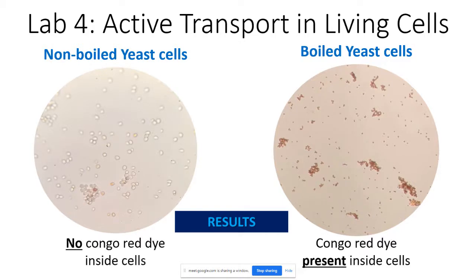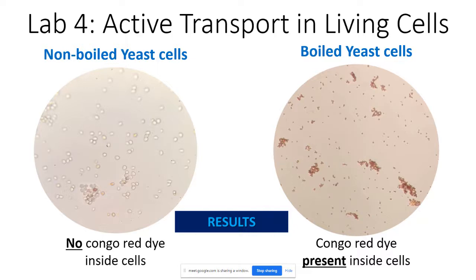So when you're looking at these here, the results would be that on the left-hand side, you have non-boiled yeast cells, and you would see that there's no Congo red dye inside them. And then the boiled yeast cells do have Congo red inside. And then you have to come up with why it is that the non-boiled can pump it out, but the boiled ones cannot. And the hint is in the title of the lab, Active Transport in Living Cells. So I'll let you guys run with that one.